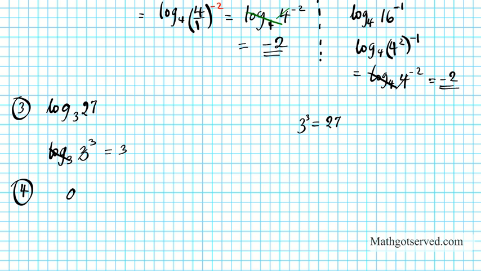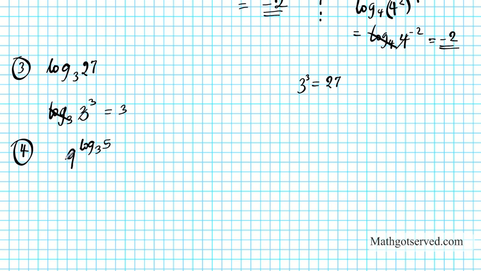What if we have 9 raised to the log base 3 of 5? So the goal here is I want this number to match the base of the logarithm. So I need to express 9 as a power of 3. I know that 3 squared equals 9. So I'm going to write 3 squared. This square becomes a multiple of the power log base 3 of 5.